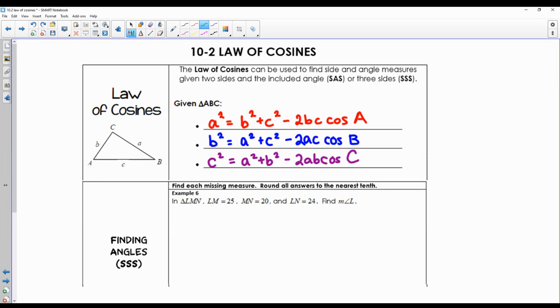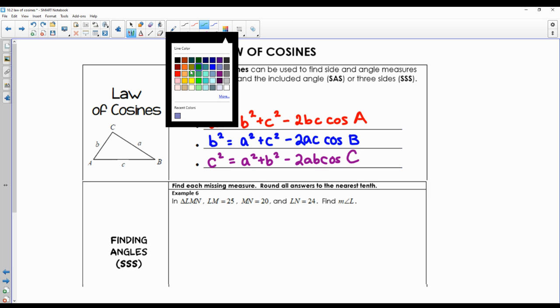All right, so this last example here, well, it's not our last example, but this example, let's just go ahead and say this example. Let's try this color. They're going to make us draw our own triangle. So let's go ahead and draw. I'm just going to draw a triangle right here and then kind of label it.